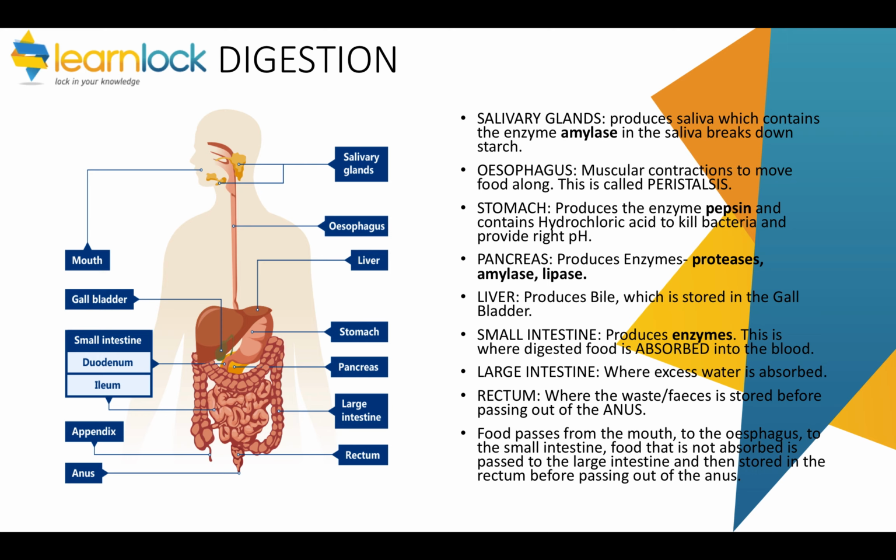There's two other organs important here. The pancreas, that produces enzymes, and the liver, which produces bile. Food does not pass through these organs, but they are part of the digestive system.